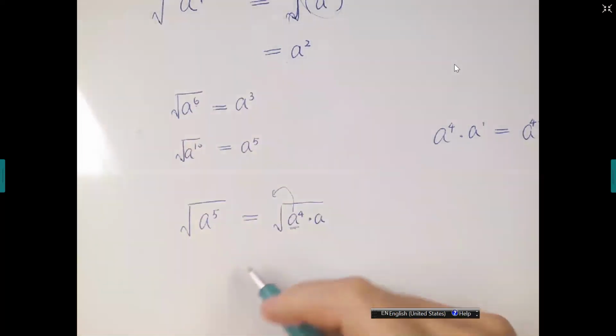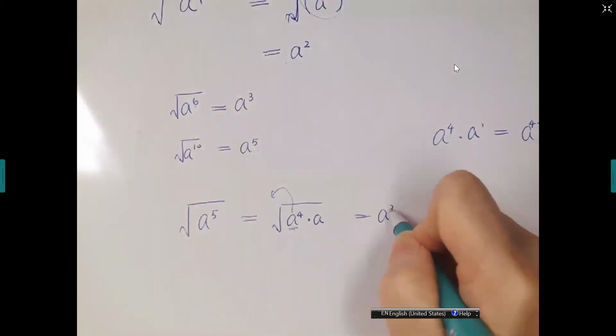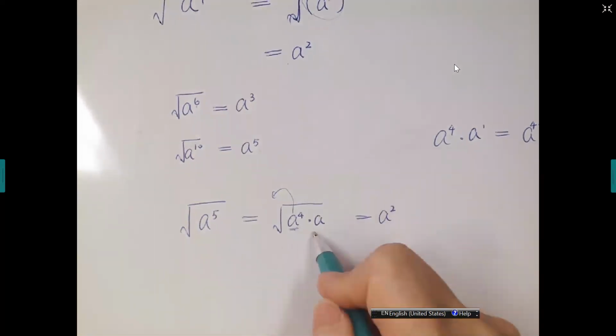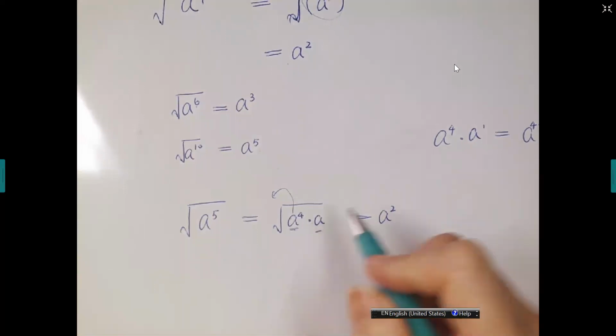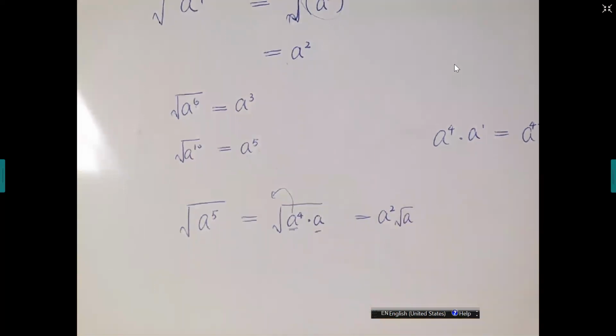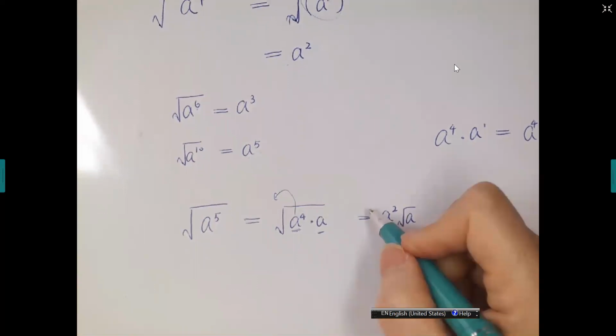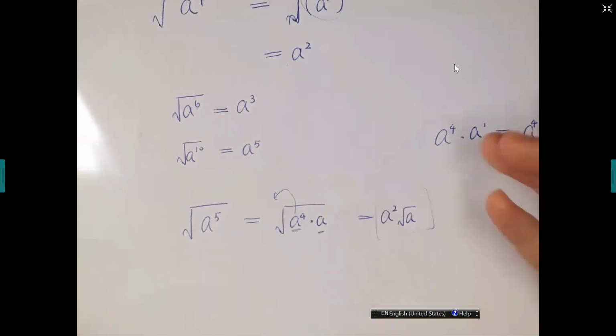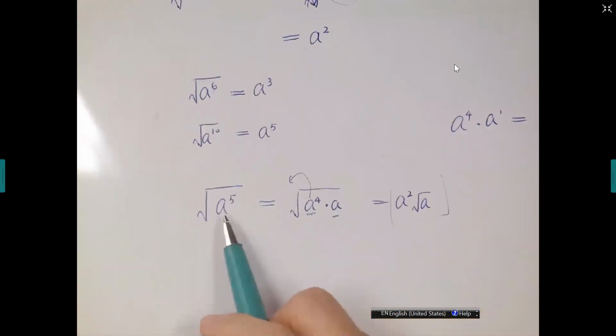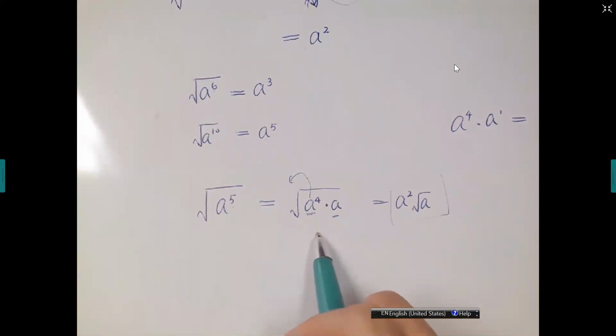We have done this before. That means we have a squared outside. And how about this a? Okay, I'm sorry, you have to stay inside. A squared times the radical of a, final answer. Similarly, if you have a to the 7th, you'll write this as a to the 6th times a. So a to the 6th can be moved out as a to the 3rd times the radical of a.